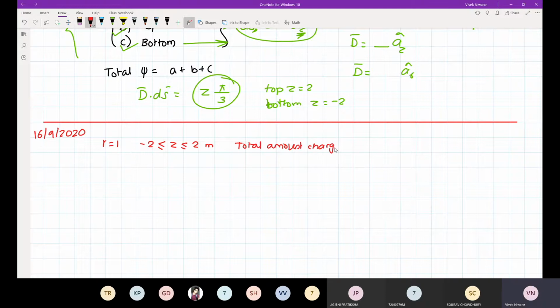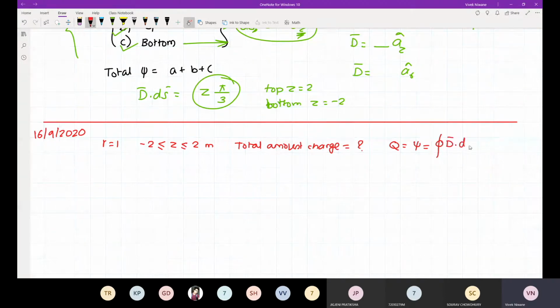What we were about to find is the total amount of charge. Whenever we want to find the total amount of charge, we have only one relation which talks about it, that is the total number of flux lines, the closed surface integration of D bar dot dS bar. In the numerical we are given the expression of D bar, and we have to decide an expression of dS bar. How to decide?